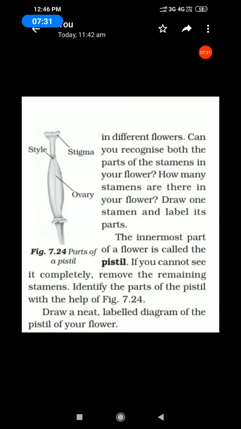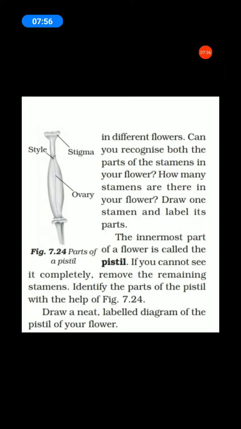Listen, the innermost part of the flower is called pistil. Bracket the answer. Book page number 61, all of you bracket the answer: the innermost part of the flower is called pistil. If you cannot see it completely, remove the remaining statements.